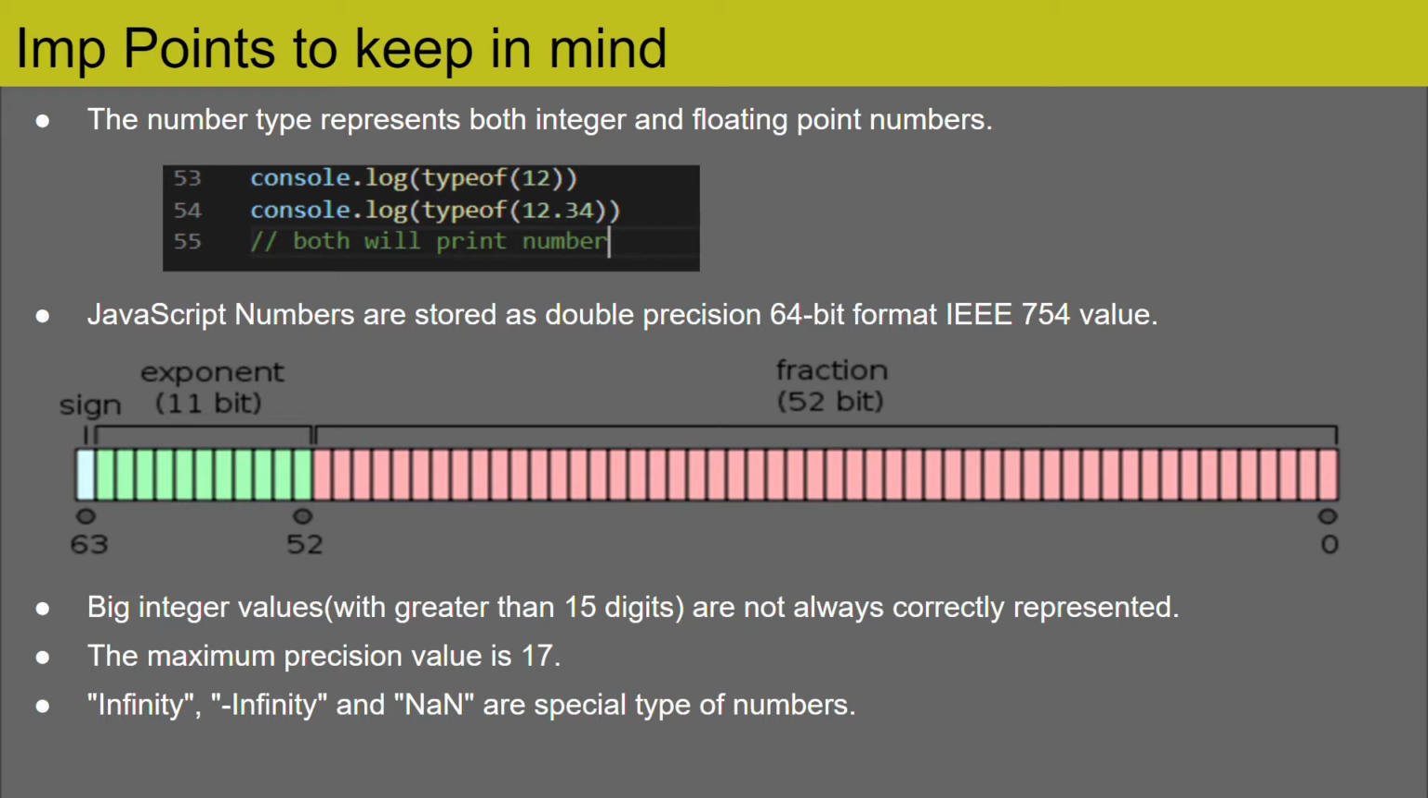Okay, the next point is that Infinity, -Infinity, and NaN are special types of numbers. You might have seen this NaN error as well. In lots of places we encounter NaN errors. NaN stands for Not a Number. Whenever we try to do any calculation that doesn't yield a number, it gives the error. For example, if we try to divide a string value by some number, then it will give NaN, because you cannot divide a string by a number. But still NaN is represented as a number. So this is a special type of number.